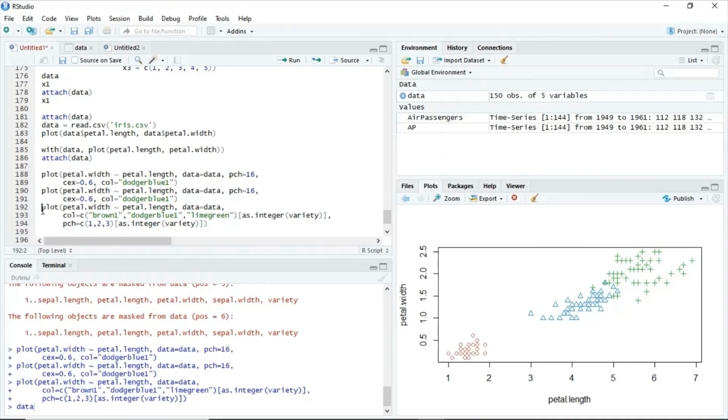Now here I have used the plot function. Again we have petal width and petal length. On the left hand side we have petal width, meaning it is the y-axis value, and petal length is the x-axis value. And we have the data variable in the data object.